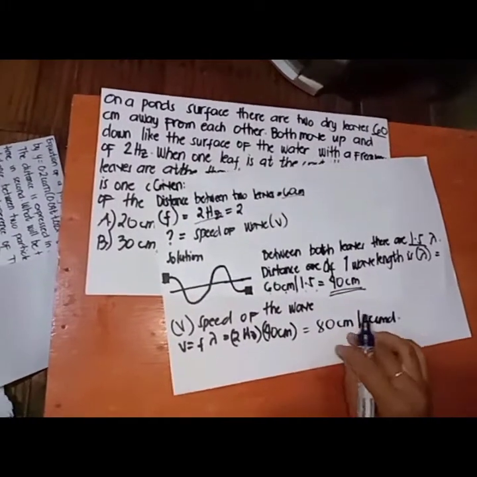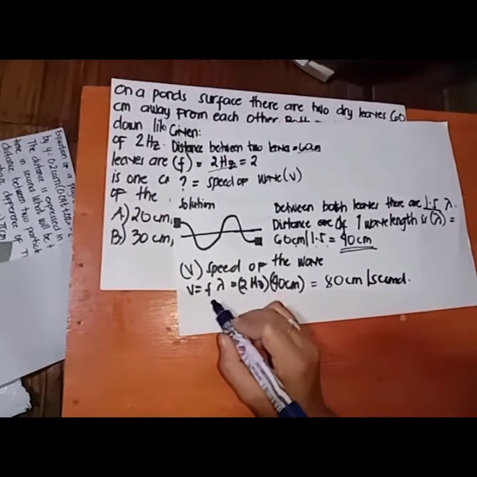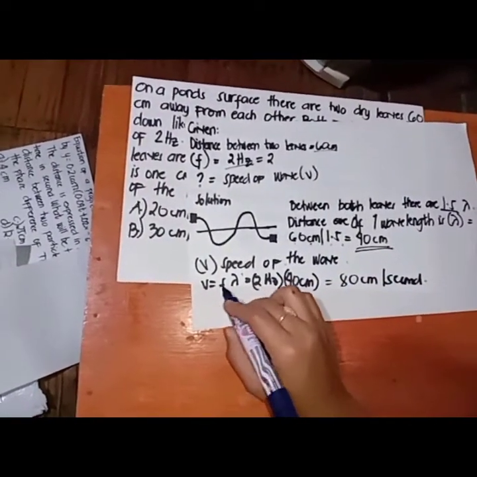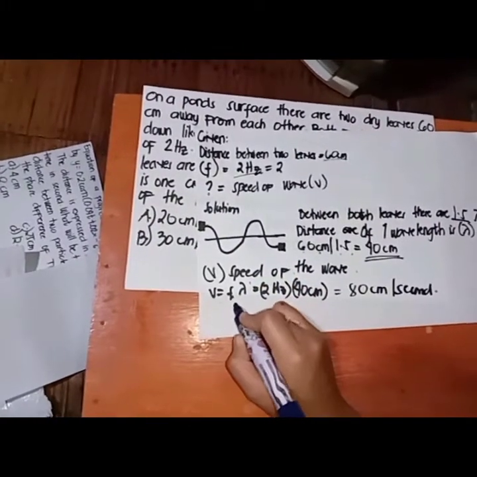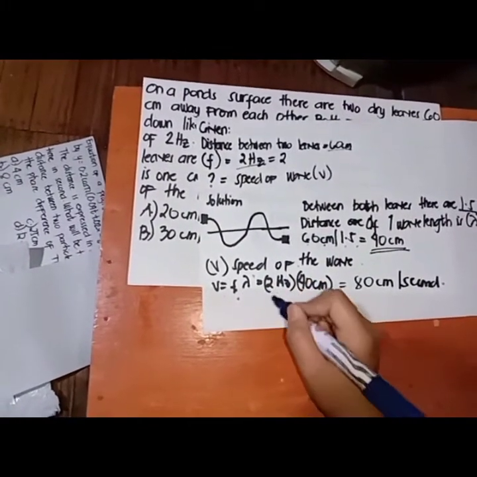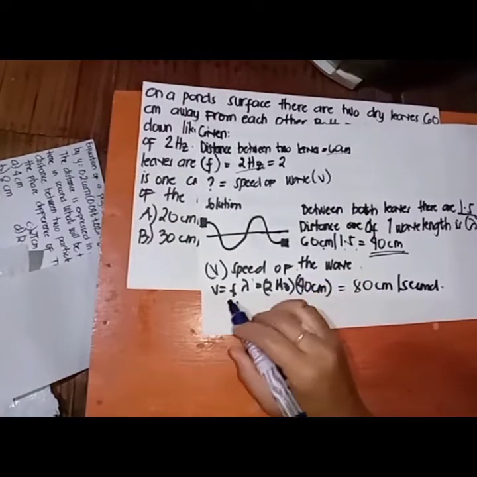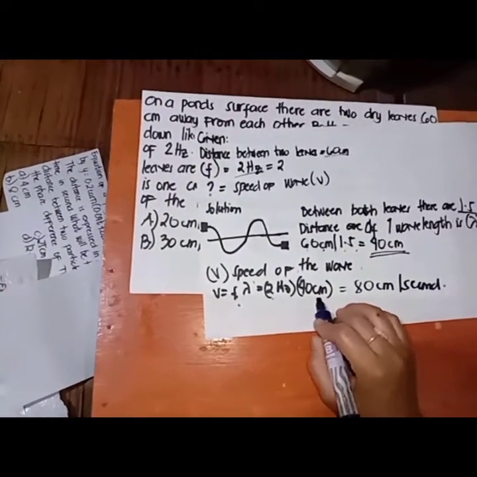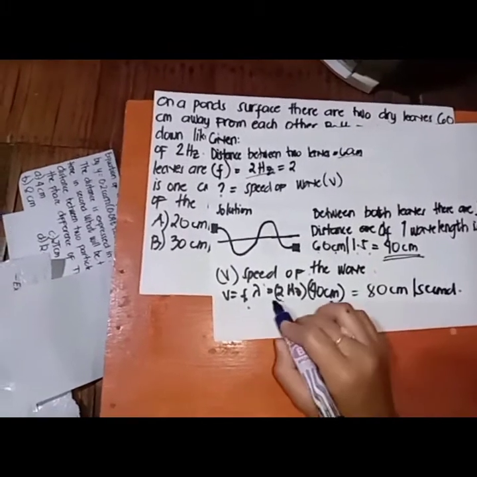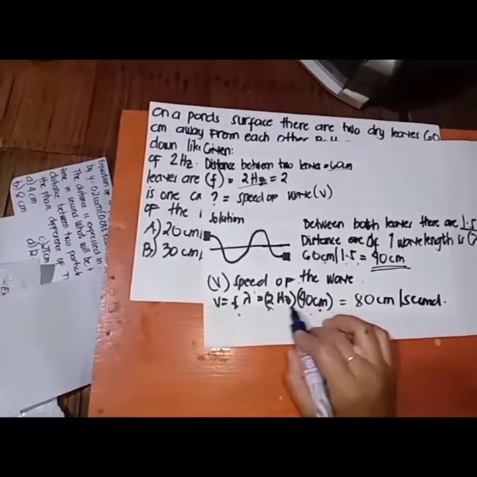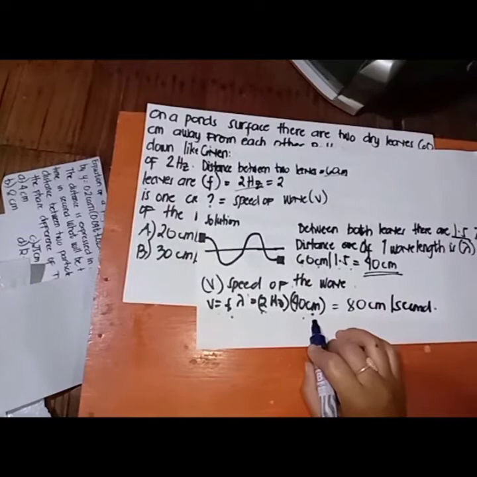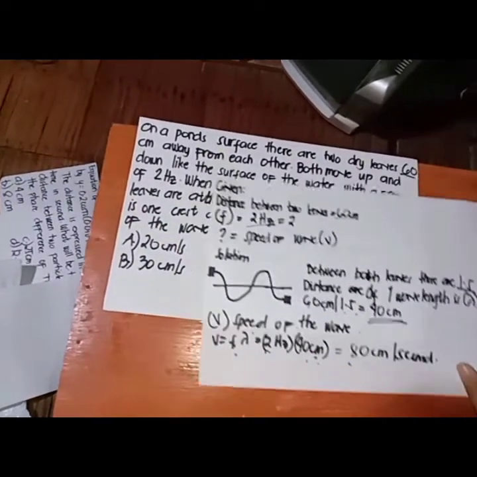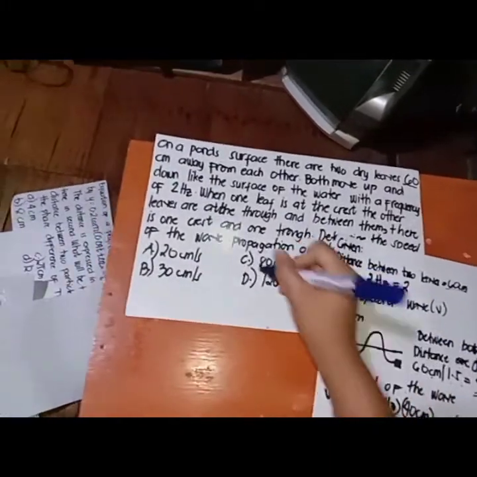So now let us proceed to our solution. The speed of the wave, the velocity, is equal to frequency multiplied by lambda, or the wavelength. So let us substitute. Our frequency is 2 Hz multiplied by our wavelength, which is 40 centimeters. So 2 Hz times 40 centimeters is equal to 80 centimeters per second. So our answer is letter C.